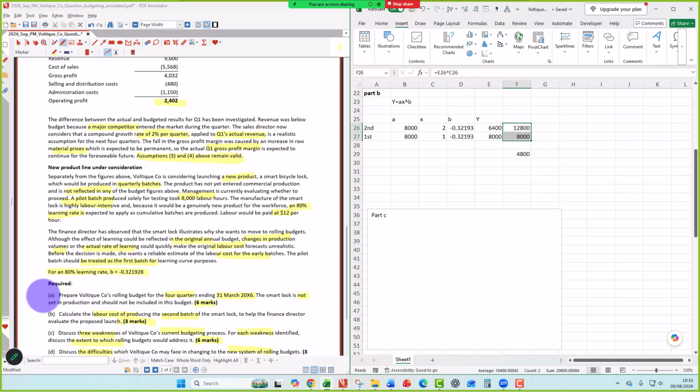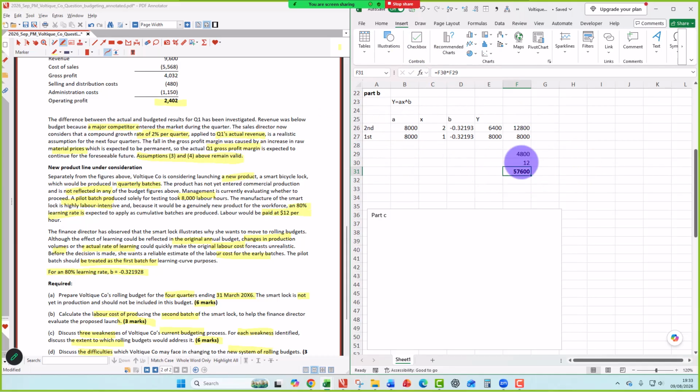We need the labour cost, and it told us, I've lost my mouse arrow. Here we go. It told us here that it's $12 per hour. So that tells us that the cost is $57,600. You can bold it. If you prefer, you can highlight it to make it clear where your answer is.